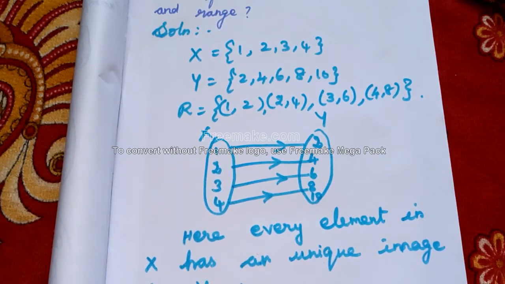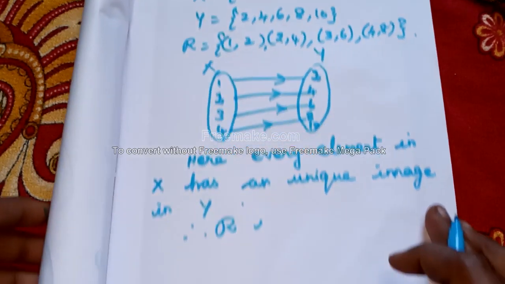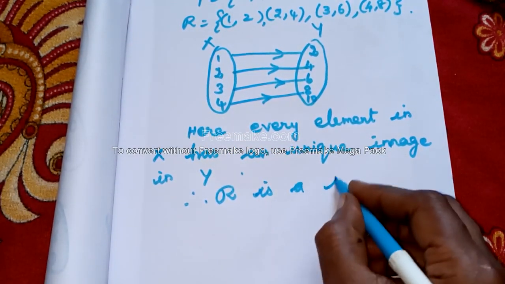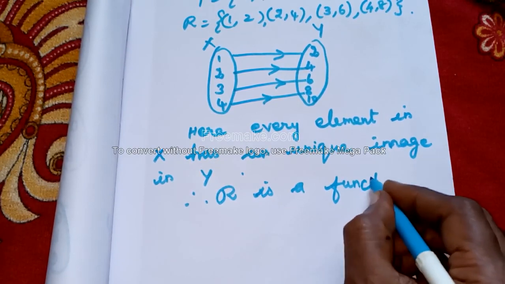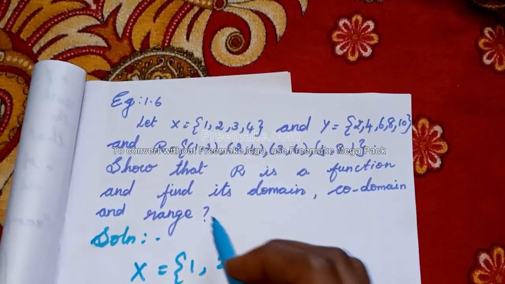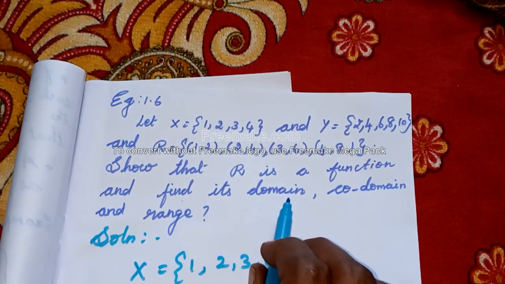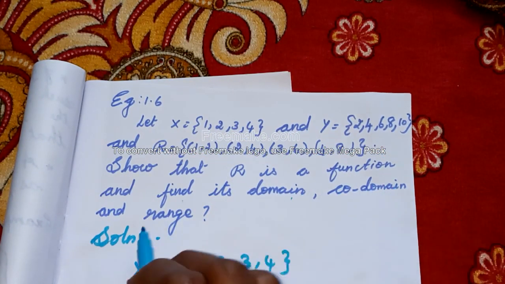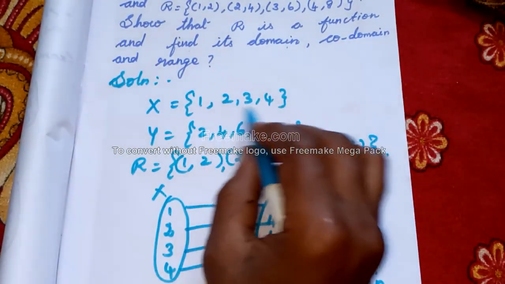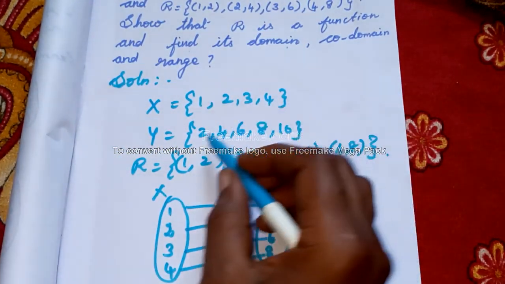Next, we also find its domain, codomain and range. What is the domain? Set X is called the domain. Next, what is the codomain? Set Y is called the codomain. What is the range? The range is the elements in Y having a pre-image. That is the range.